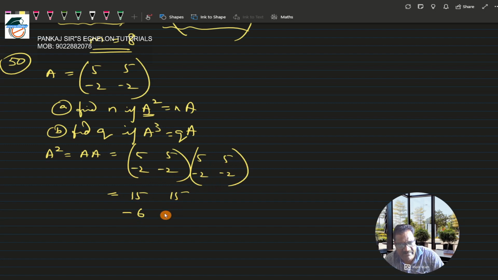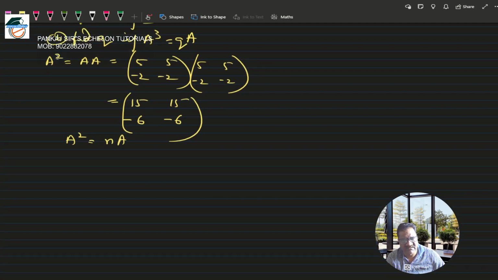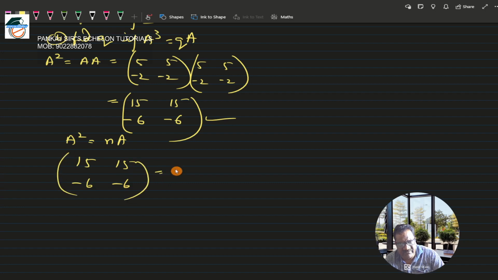Second row, second column. Minus 10 plus a 4. So again minus 6. So this is what I get for a square. Now he is saying that a square is equal to n times a. So what I'll do is this a square, that is 15, 15 minus 6 minus 6, I'm going to equate with n times a. Now what was a?